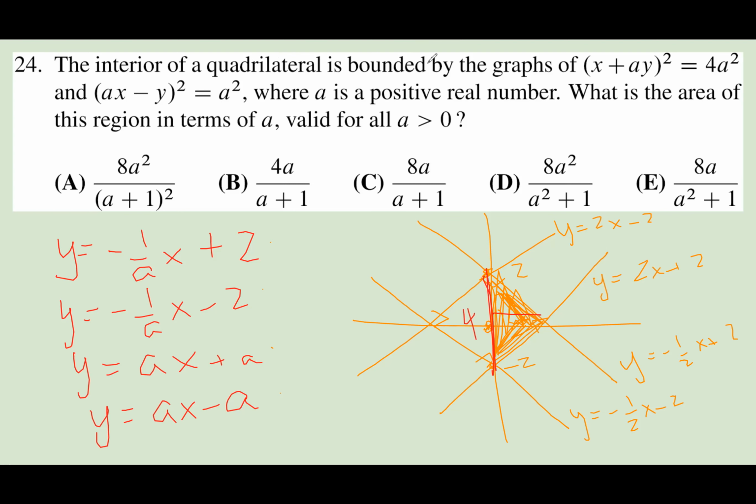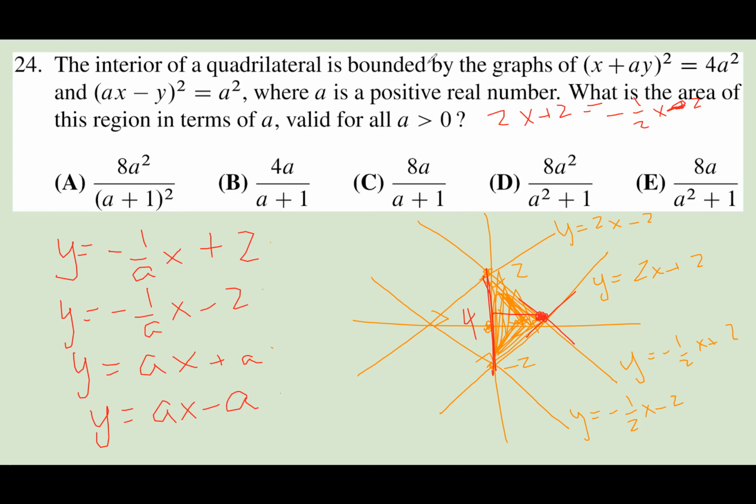But the height of the triangle going this way is basically going to be the x value where these two lines intersect, right? So we can find the x intersection of those two lines. So that's going to be 2x minus 2 equals negative 1/2 x plus 2.